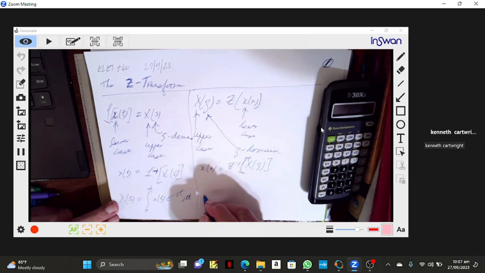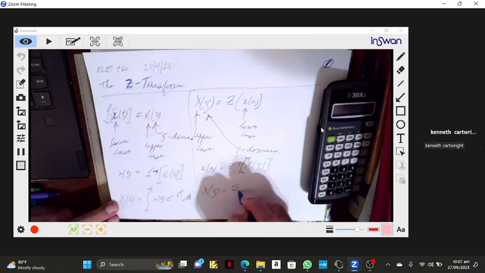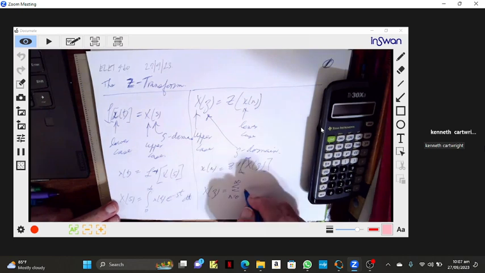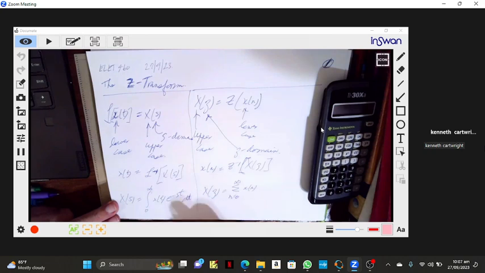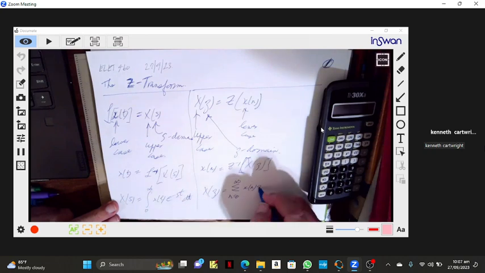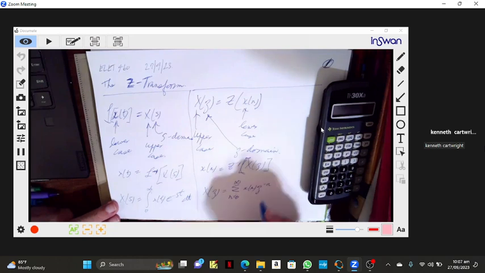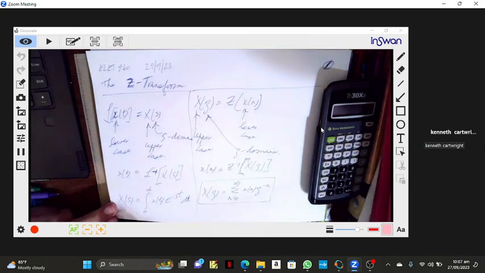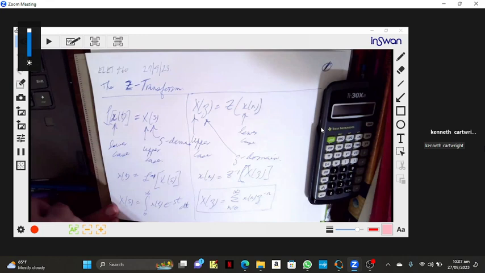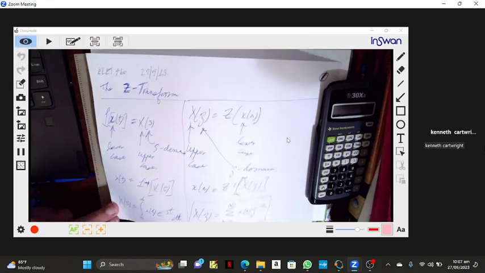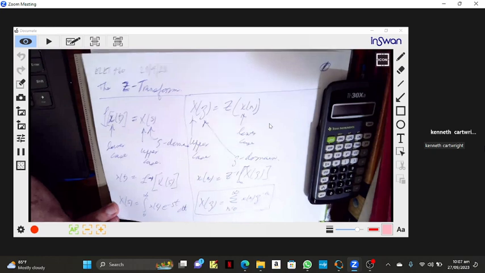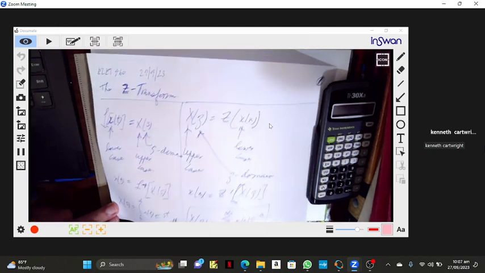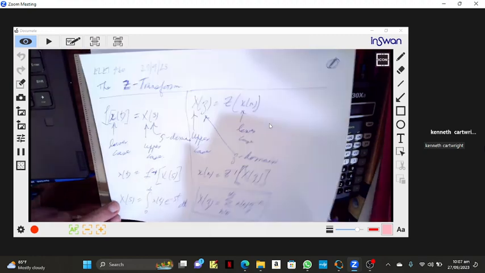The definition, X of z, is a sum, not an integral, a sum from n equals 0 to infinity of x of n times z to the minus n. That's the definition. Any questions so far? Okay, I'm going to a new slide.